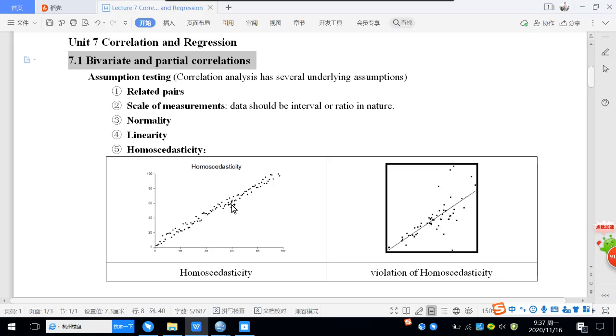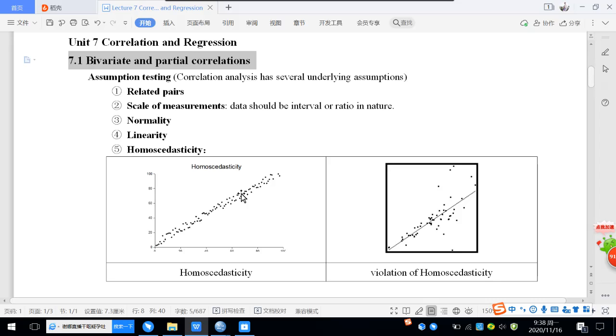Okay. Also, the pairs should be related. It means, for example, if this is the height and this is the weight, then when the height is higher, the person is also heavier. So they are related pairs. Okay, so this is the first.